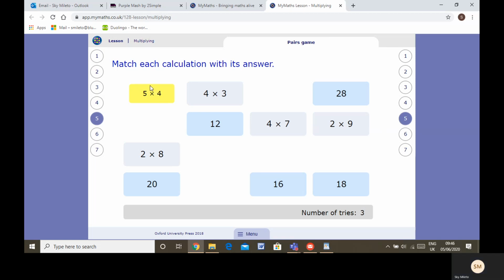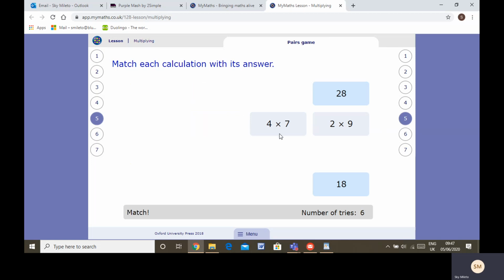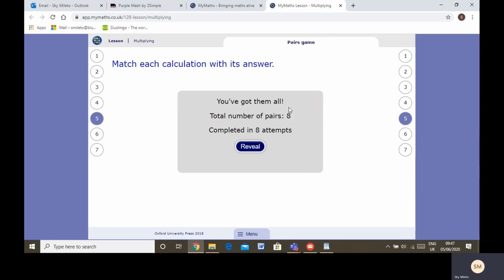Remember with multiplication, it doesn't matter which way round they go. It gives the same answer whether it's 5 times 4 or 4 times 5. You are doing different calculations, but they give you the same answer. 2 times 8: 2, 4, 6, 8, 10, 12, 14, 16. 4 times 3: 4, 8, 12, or 3, 6, 9, 12. 4 times 7 and 2 times 9. I'm going to go for 2 times 9 because I think that was a bit easier. 2, 4, 6, 8, 10, 12, 14, 16, 18. 4 times 7 must be 28.